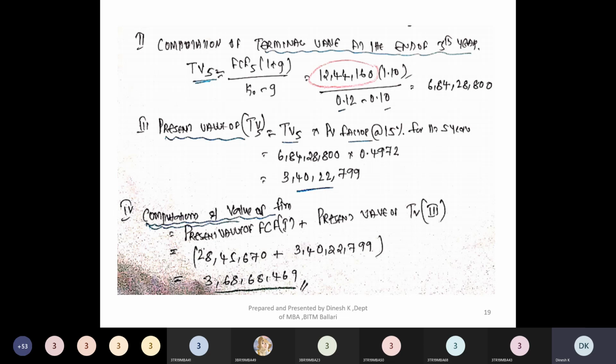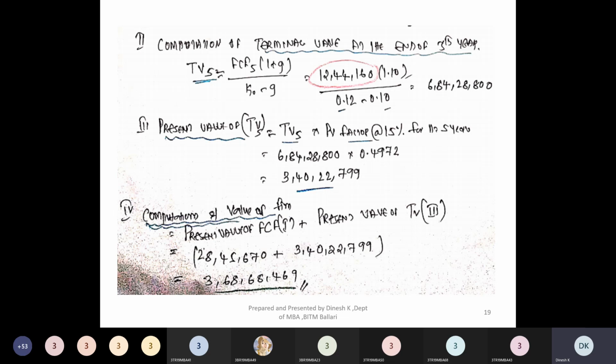Terminal value TV5. Why do we take 5? Because the prediction for the growth rate is for 5 years. After 5 years, the growth rate is going to be constant, so we take that as the last year, as the selling price. So the terminal value at the end of the 5th year is equal to the future cash flow for the end of the 5th year multiplied by 1 plus G, divided by R minus G, or K naught minus G.